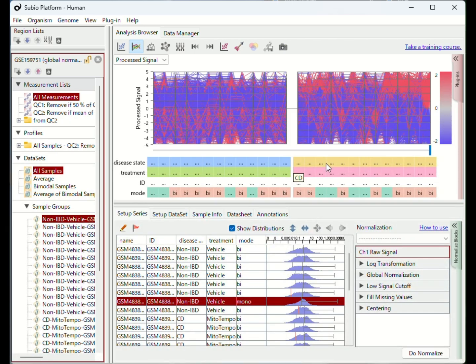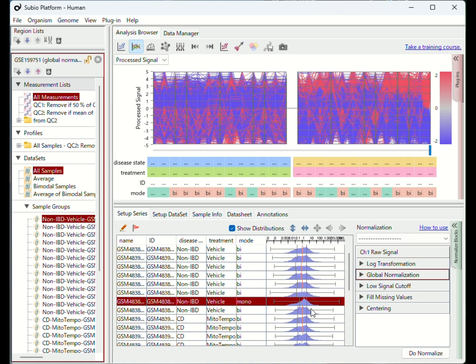GSE159751 is an RNA-Seq FPKM dataset comparing Crohn's disease patients with non-IBD controls. Although FPKM is normalized per 1 million reads and per 1 kilobase, the distributions remain varied. So we recommend applying global normalization after removing data lacking.